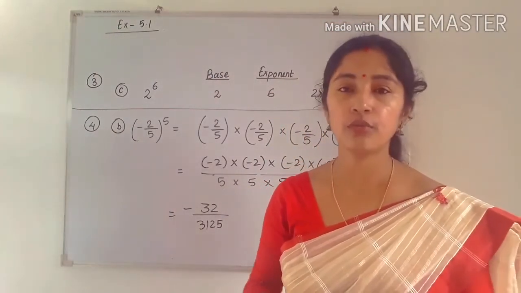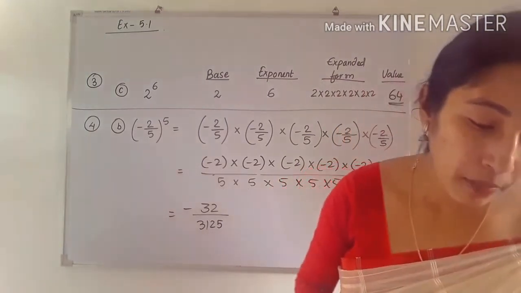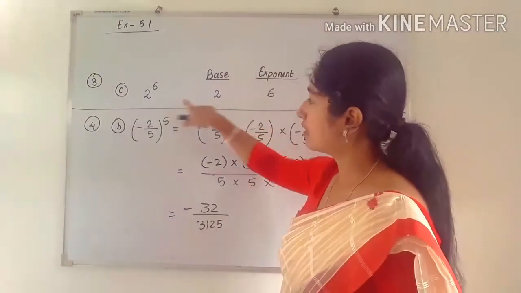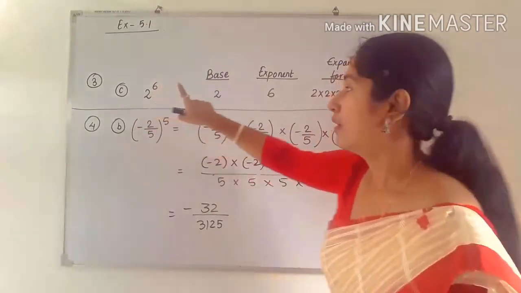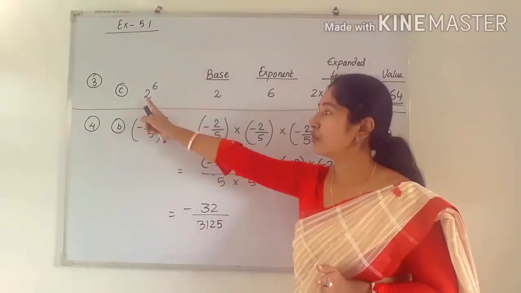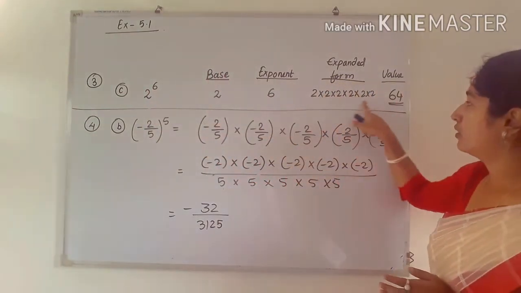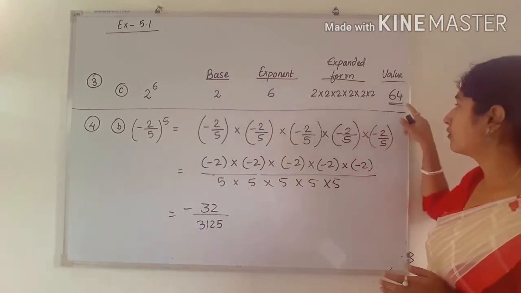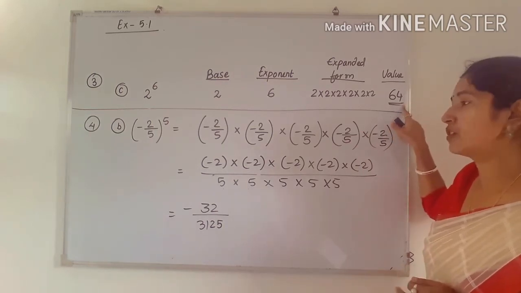So the next question is question number 3. This question you have to do in the book. So I am doing number C. See what is given. 2 to the power 6 is given. You have to write the base first. So what is the base here? It is 2. The exponent will be 6. Next you have to write the expanded form. That means 2 should be multiplied how many times? 6 times with itself. So this is 2 to the power 6 in expanded form. When we multiply it, we will get 64. So the value is 64.